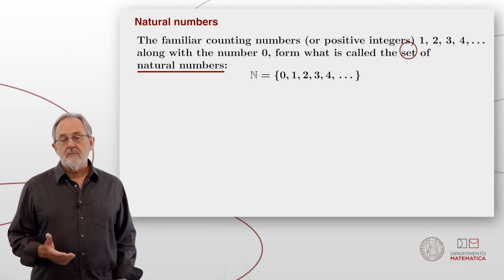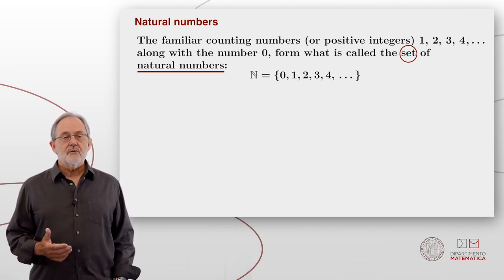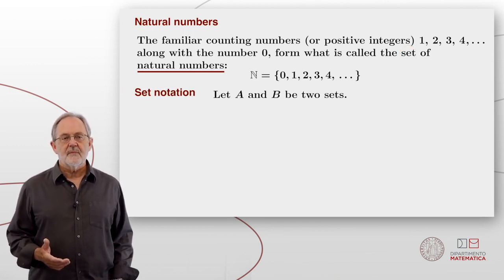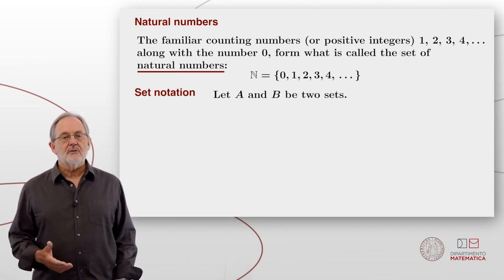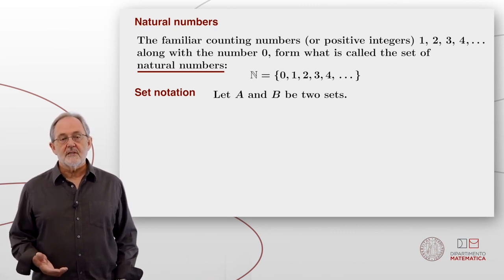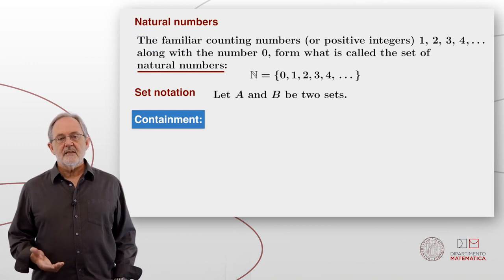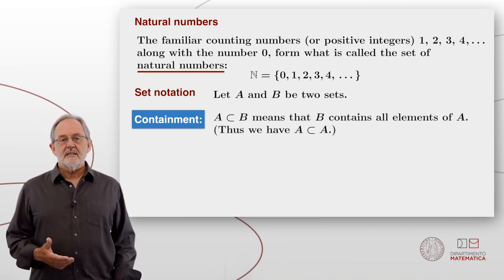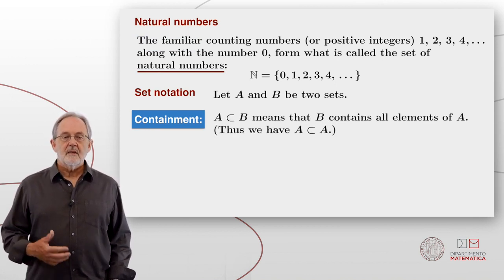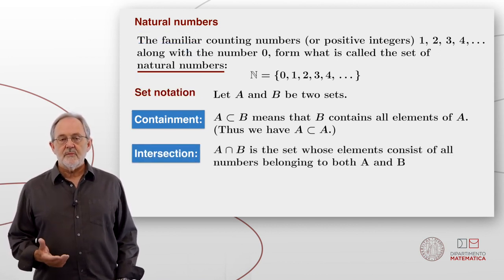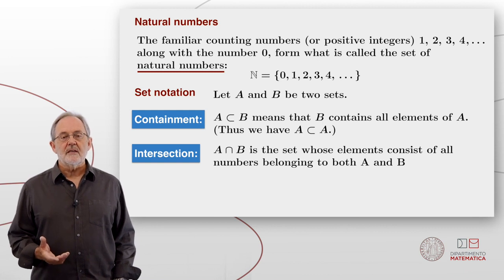We're going to be talking about sets a lot, so let's review basic set notation to make sure we're all on the same wavelength. Suppose that A and B are two sets of numbers, say. What do we mean by containment? A is contained in B means that every element that's in A is also in B. Intersection. A intersect B is the set of all elements common to both A and B.